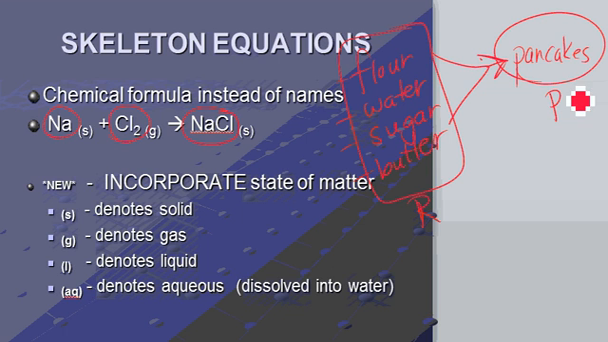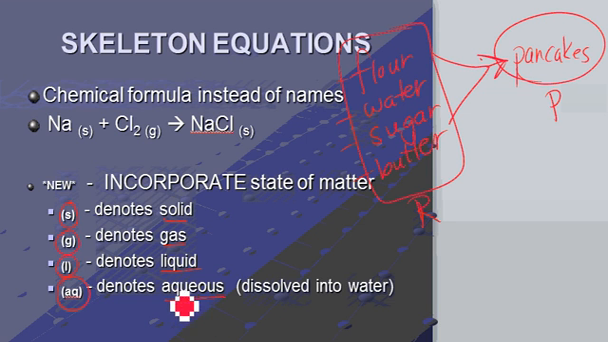Also in the skeleton equations, which is new, I'm not sure if you had to do it last year or not. I know I teach it to my grade 10s. We are going to incorporate the states of matter this year. So if we look at what we have here, a little s tells us if something is a solid. We have G for gas, L for liquid, and AQ for aqueous.